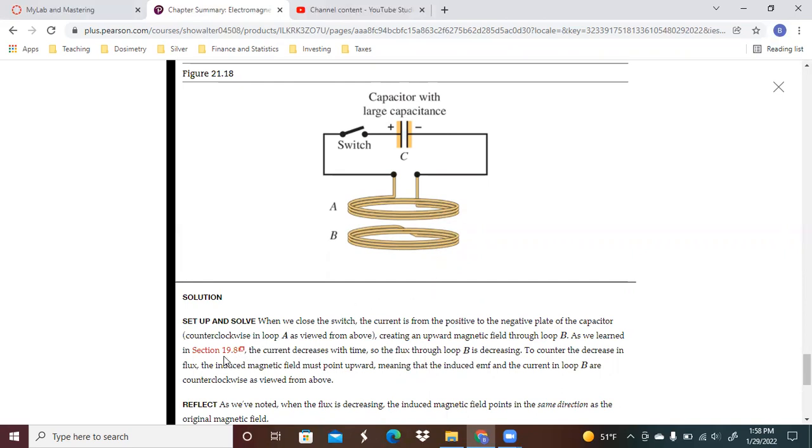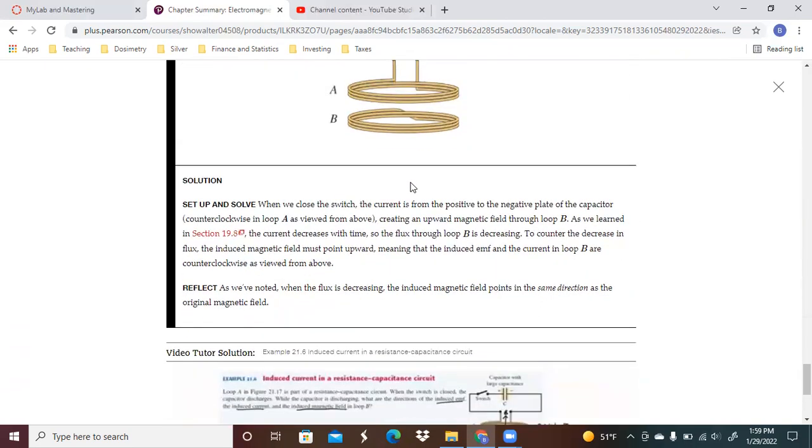As we've learned in section 19.8, the current decreases with time. In other words, the current as we see it here begins to dissipate because there's only so much charge that is accumulated between these two. So the flux through this loop B ends up decreasing. To counter the decrease in the flux, the induced magnetic field must point upward, meaning that the induced EMF and the current in loop B are counterclockwise as viewed from above.